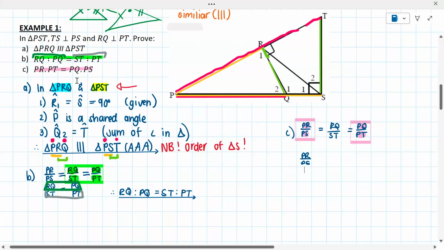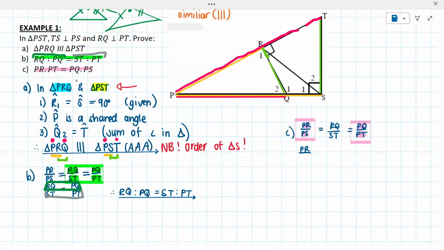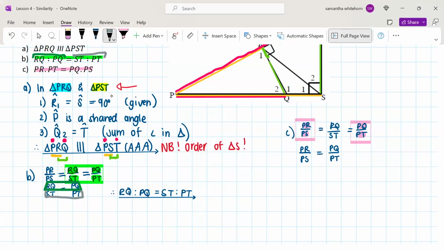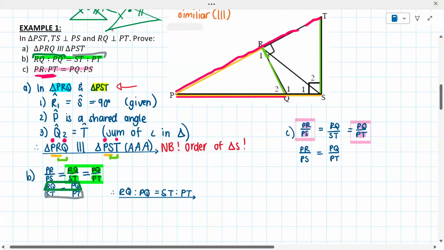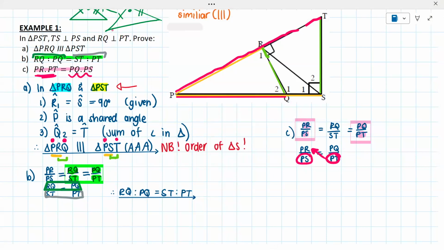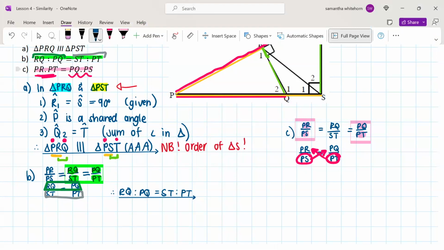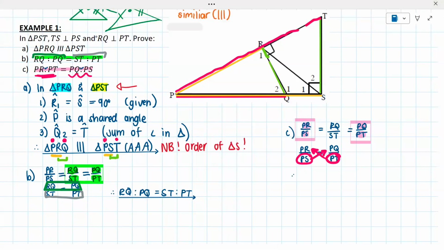PR over PS is equal to PQ over PT. Now look at what you want. We'll go back to this original question, we want PR and PT together. So that means PT needs to go join PR, and then we want PQ and PS together. So PS needs to go join PQ. Now, if you look at what I've just drawn, that's just cross multiplication. This also makes sense because remember that dot in the middle is a multiplication. PR times PT is equal to PQ times PS. That's exactly what I wanted to prove.